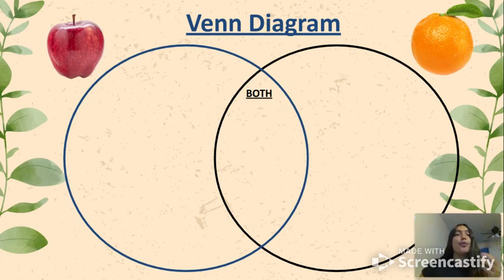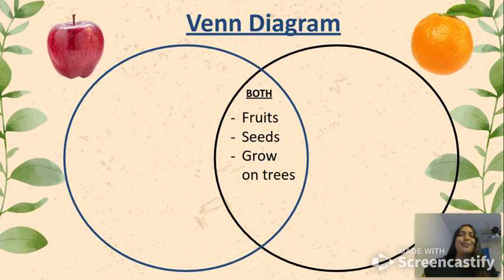Yes, so both apples and oranges are fruits. Good job. What else? Yes, they both have seeds. What else? Fantastic. They grow on trees. Anybody else? Yes, you can eat both of them. That's right as well.